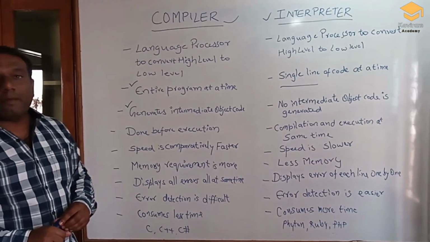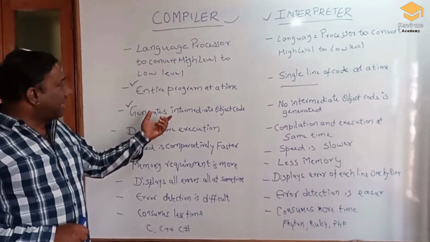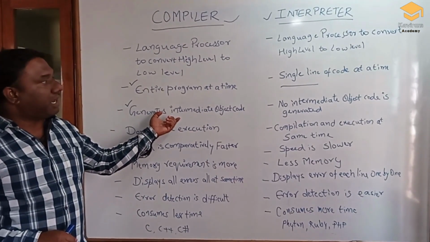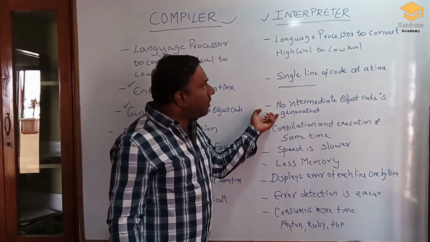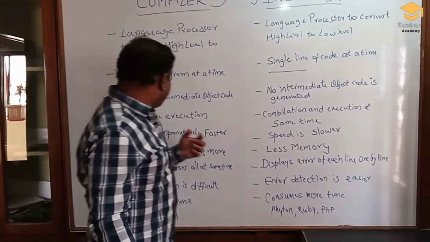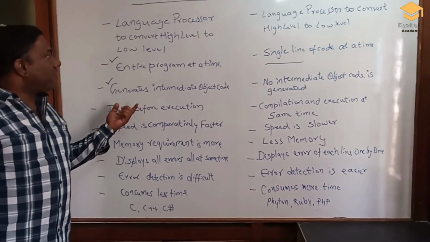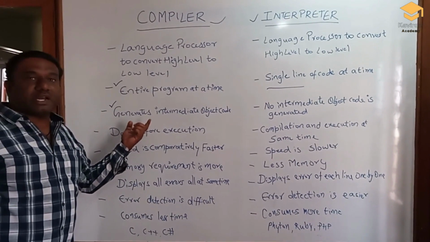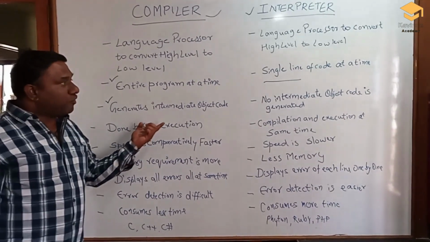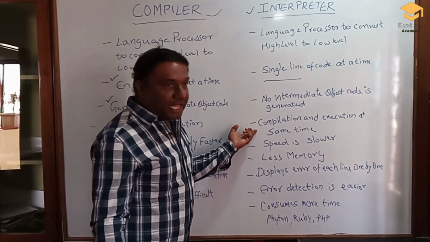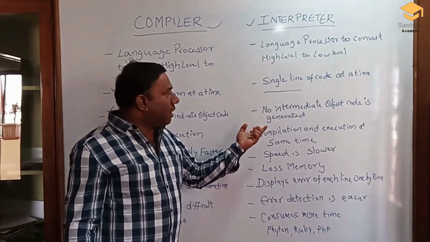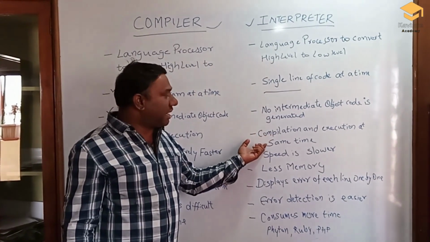Your compiler will compile your complete program, and it will generate an intermediate code or object file. Whereas an interpreter interprets line by line, so no object code is generated. Similarly, the compiler compiles your program and the object code is generated, and all of this happens before execution of your program. Whereas here, compilation and execution are done at the same time. So an object code is not generated, but compilation and execution happen at the same time.